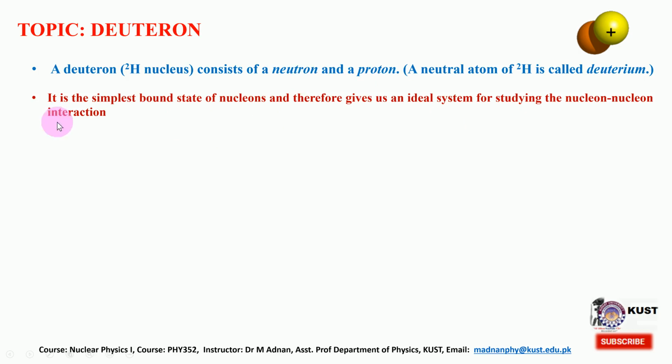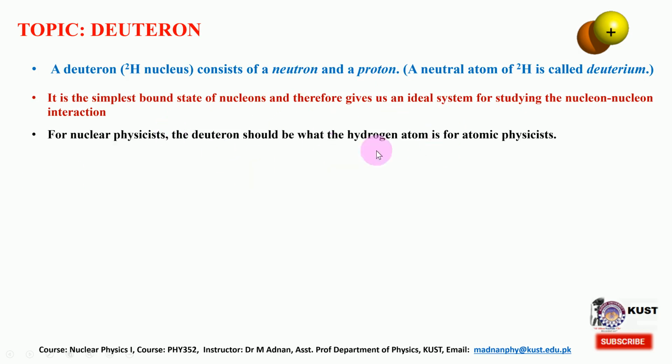So that's why this is the simplest case, and an ideal system, like in atomic physics, the hydrogen atom is the simplest, or the ideal system, for studying the interaction between the nucleus and the electrons. So here we have a deuteron, that is an ideal system for studying the nucleon-nucleon interaction.